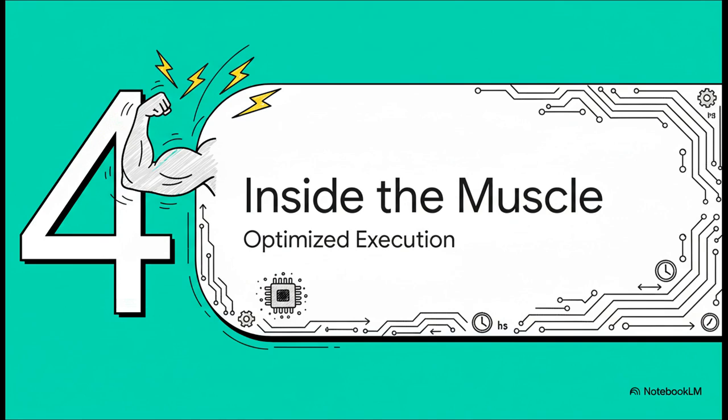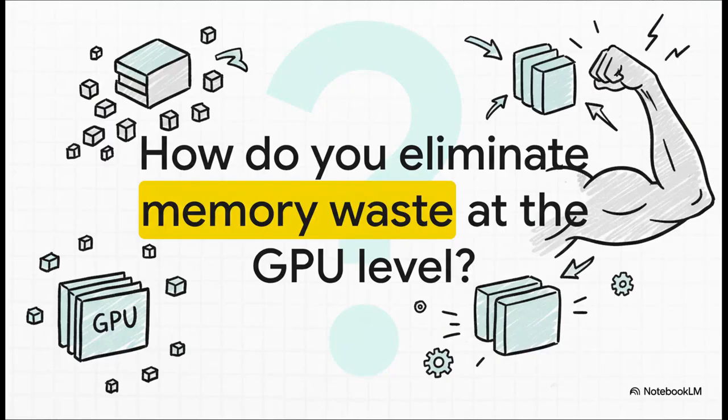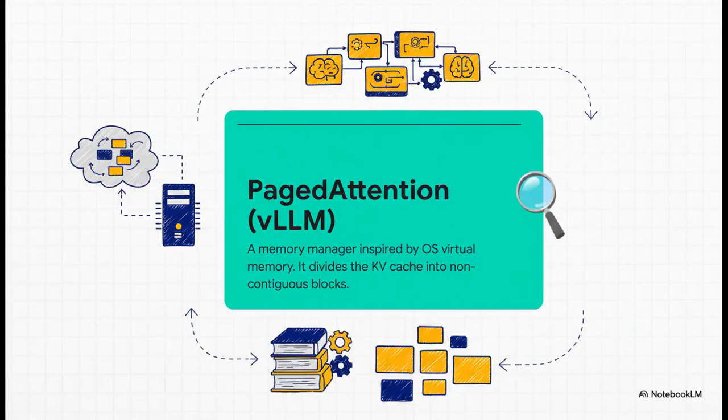Okay, so we've seen the brain. Now let's get down to the muscle, the data plane. This is where absolutely incredible optimizations are happening at the microsecond level, all to squeeze every last drop of performance out of the hardware. So remember that big memory fragmentation problem we talked about? That messy bookshelf? Well, that is the number one job for the muscle to solve. How do you stop wasting that precious, super expensive GPU memory? And the solution, wow, it's this absolutely brilliant idea called paged attention.